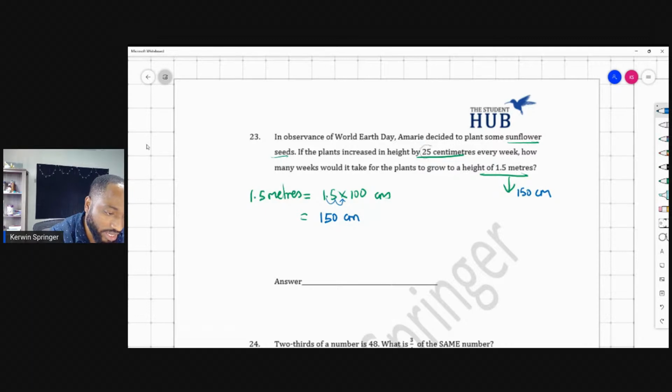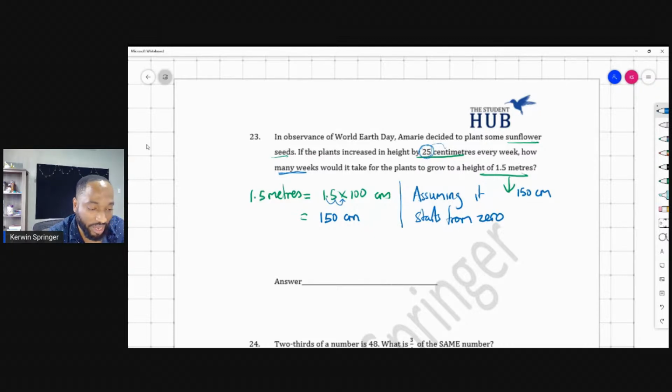However, every week it's growing 25 centimeters, and the question wants to know how many weeks it would take. Well, we are assuming it starts from 0. Because the plant had to start growing from somewhere, and nobody was born big. Are you born big? So everybody started from 0. So let me say it starts from 0. How much would it take to go from 0 to 150?